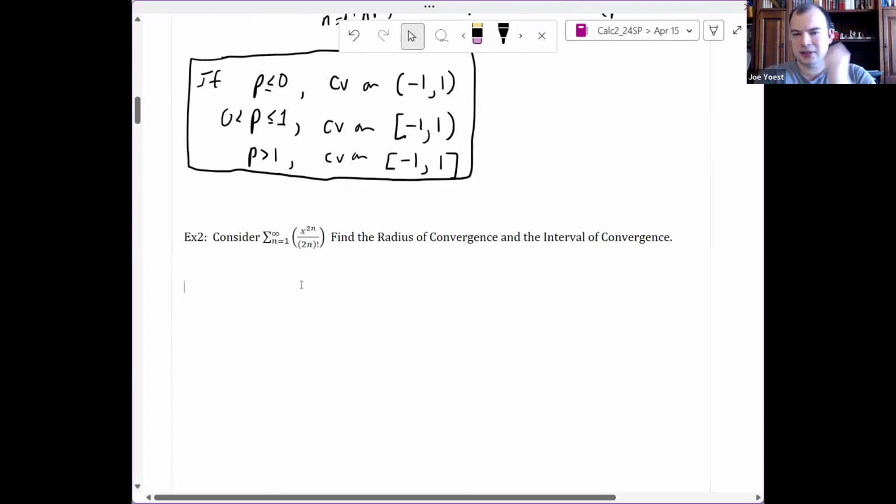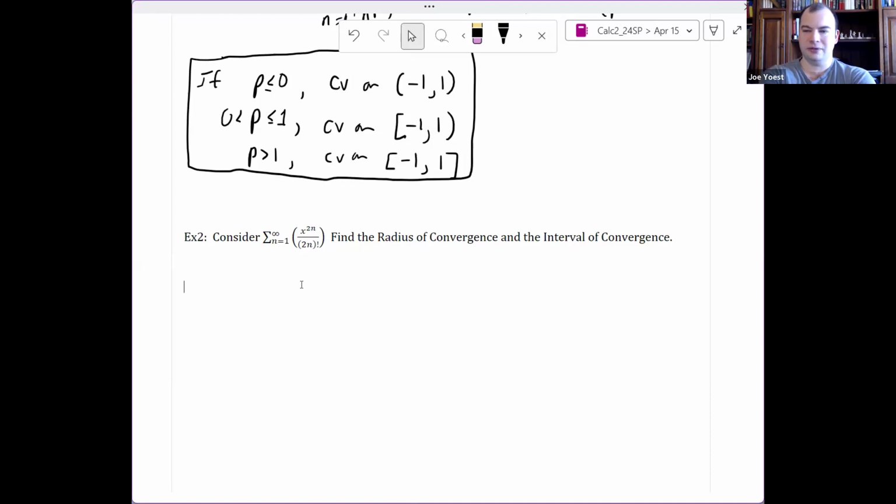Okay, let's look at something like this. The sum from n equals 1 to infinity of x to the 2n over 2n factorial. Find the radius of convergence and the interval of convergence. Just like before, let's call these a_n. We set up our ratio test, absolute value of a_(n+1) over a_n.